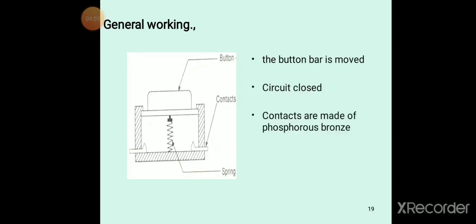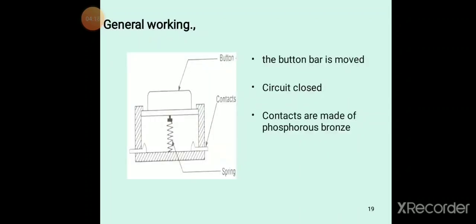That is, when the button is pushed, the spring is compressed and it will connect to the contacts. The contacts are closed. The contacts are made of phosphorus bronze. So like this, current passes from the first contact to the second contact.